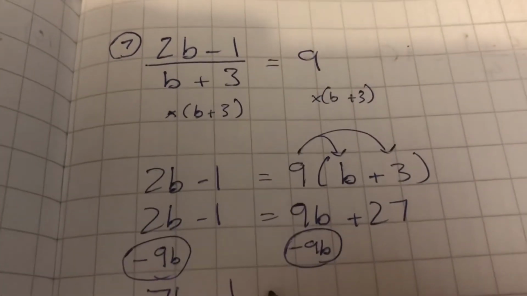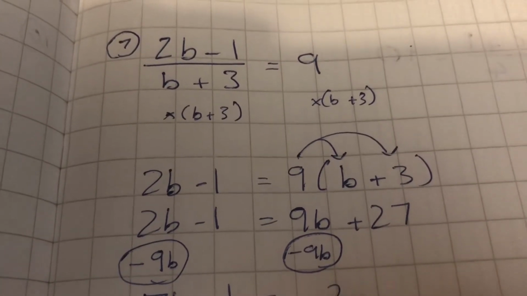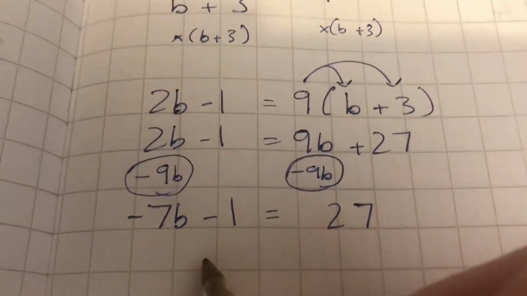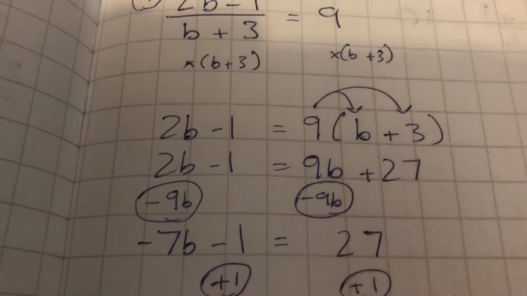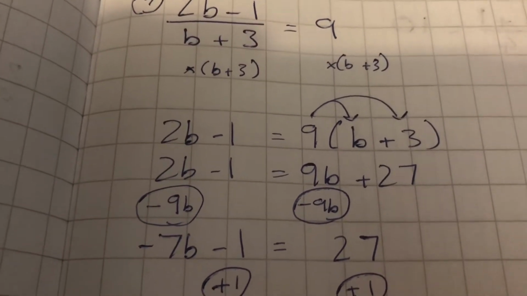Still got my take away 1. It's equal to, that's gone. It's equal to 27. Alright. Now I need to get rid of this minus 1. So I plus 1 to the left, and I have to plus 1 to the right. So I'm left with minus 7b is equal to 28.